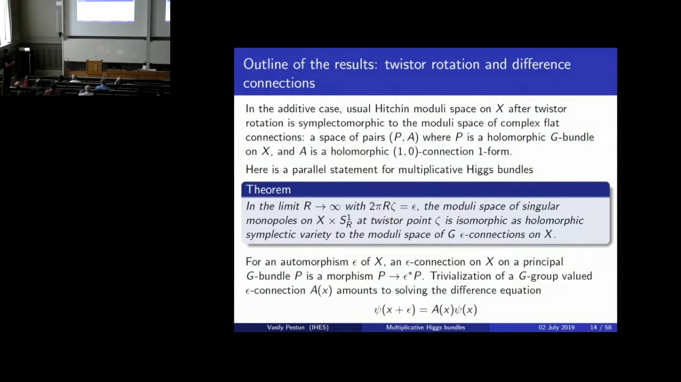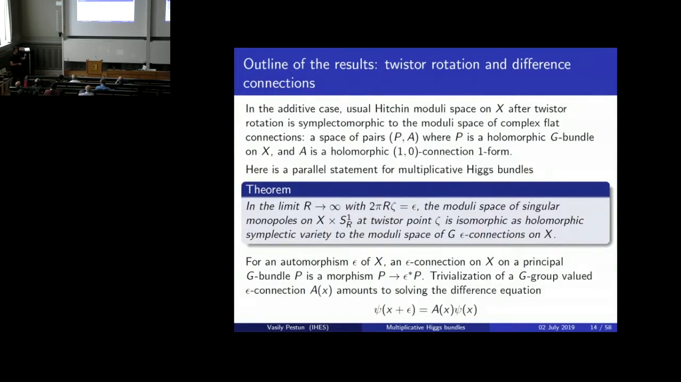So a parallel statement for multiplicative Higgs bundles is the following. We take the limit R to infinity, the radius of the circle to infinity, with this constraint between the twistor parameter and epsilon. This limit was also considered in a work by Gaiotto, sometimes called the Gaiotto limit. The moduli space of singular monopoles on X times S1 at twistor point zeta is isomorphic, as a holomorphic symplectic variety, to the moduli space of G epsilon connections on X. So what are epsilon connections? Epsilon connections are difference connections, contrary to the usual differential connections. An epsilon connection, by definition, is a morphism between a bundle P and a pullback of that bundle P by an epsilon automorphism of the base curve.